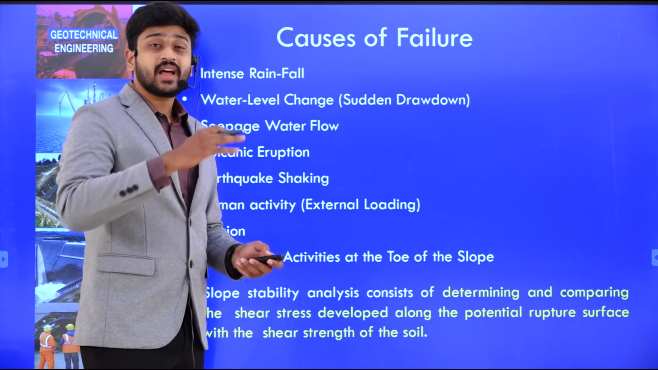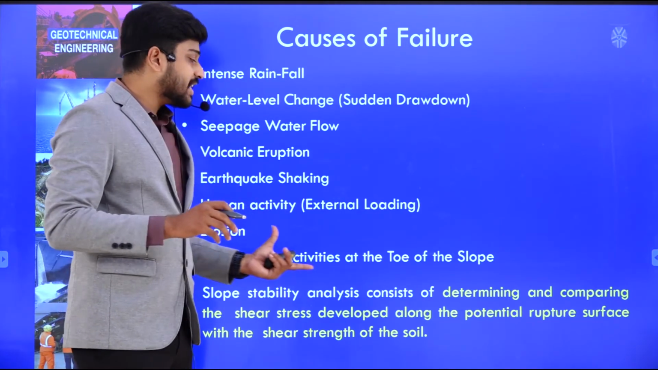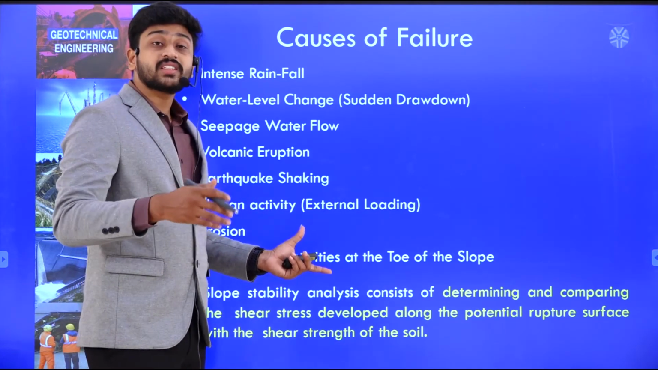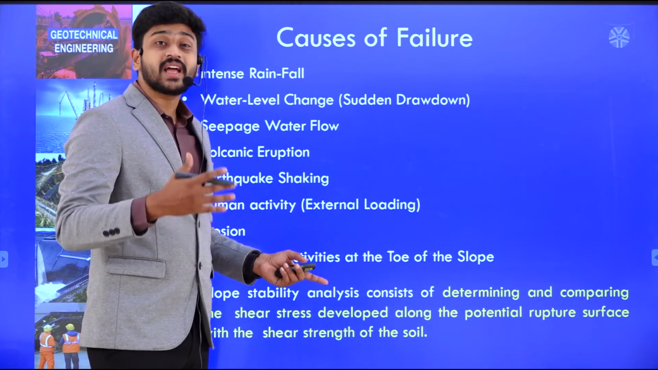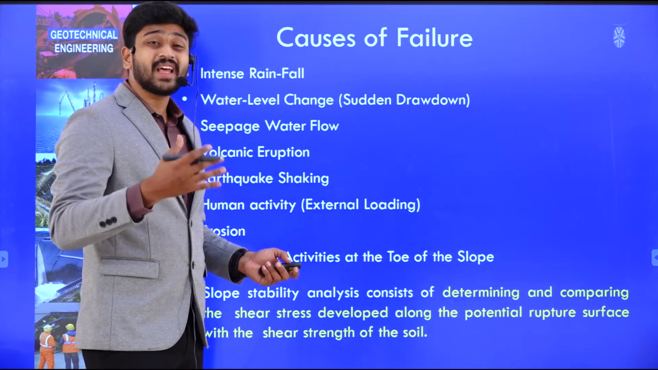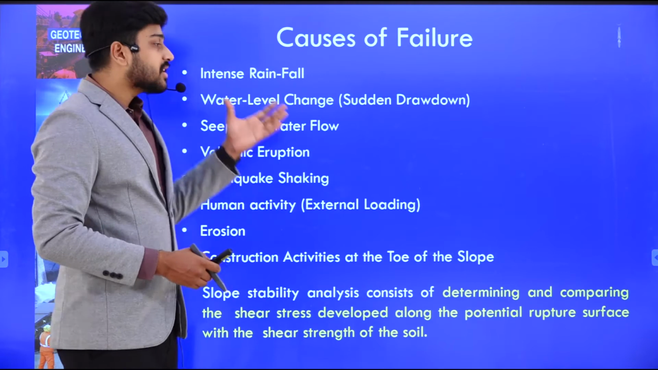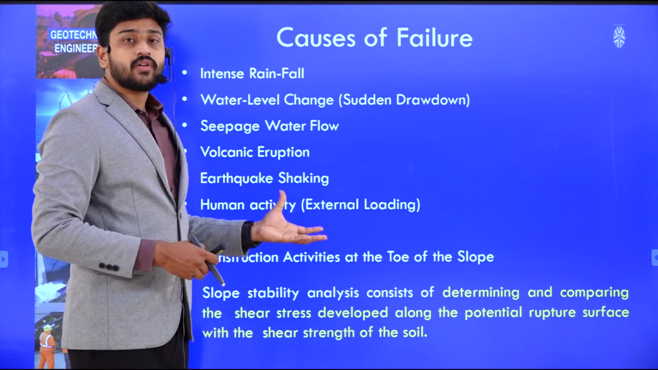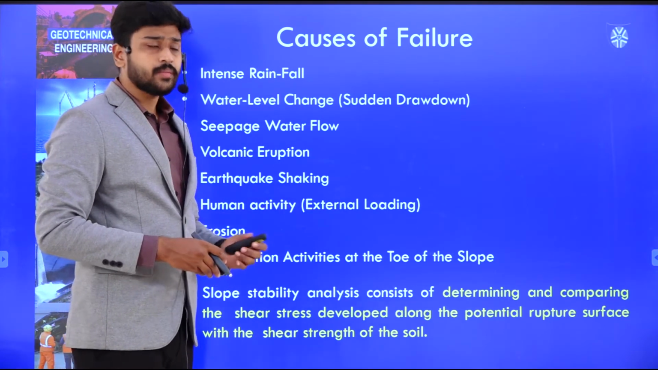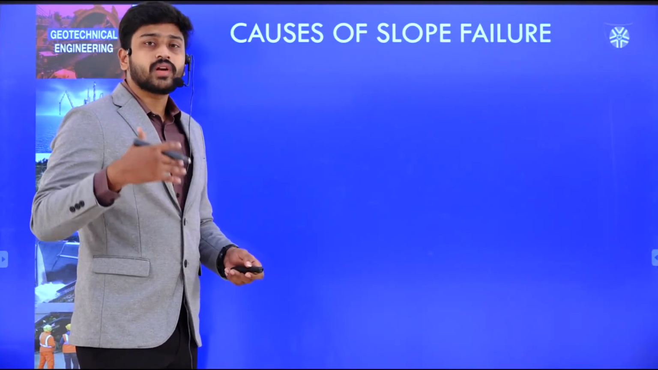As we have seen, for a particular embankment there is a toe of the slope. If there is any construction activity taking place at that sloping surface bottom, that is the toe of the slope, then also we may observe some failure. So these are some of the causes of failure. Let us now try to understand these causes in more detail.